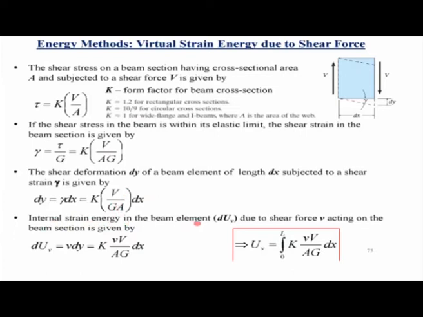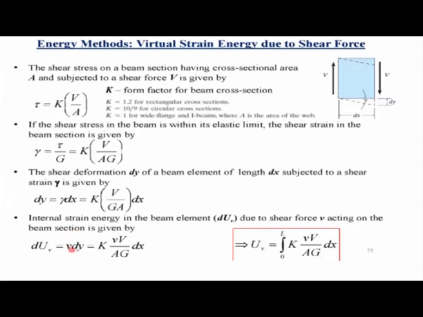So the internal strain energy in the beam due to the shear force V acting on the beam section is given by V times V over AG into K into dx, or it is V times dy. So this small v that you see is the shear force at that beam section due to the virtual load.